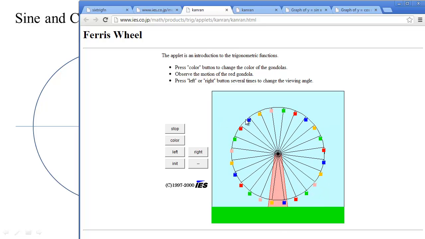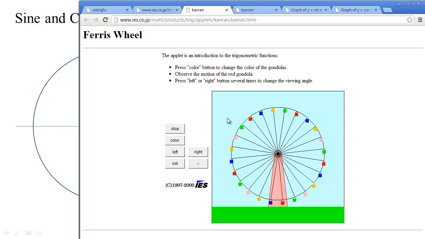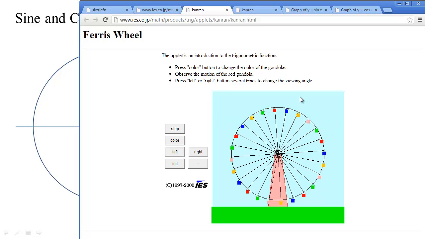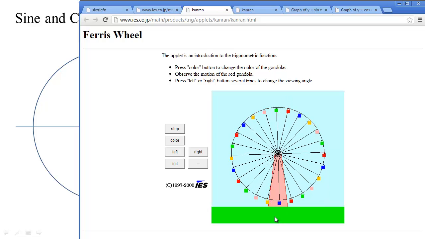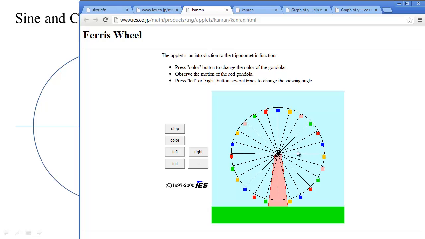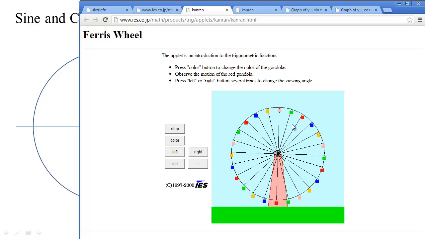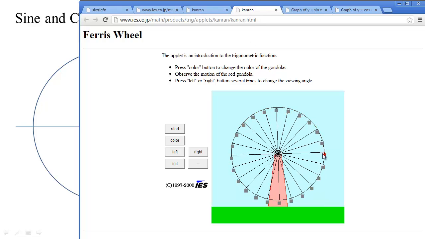Your horizontal position is going to be changing. Remember, horizontal is with the horizon, so your left and right position is going to be changing, but also your vertical position will be changing. We're going to use two functions called sine and cosine to break that motion up. So just to illustrate what's going on, let's focus on one particular gondola. Let's look at this red one here and just follow as it goes along.